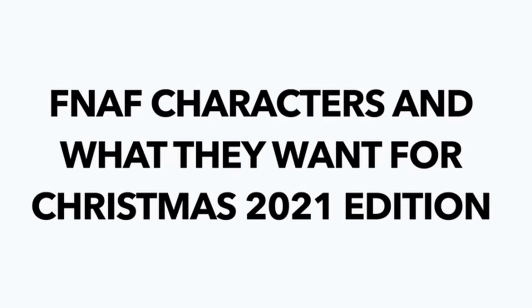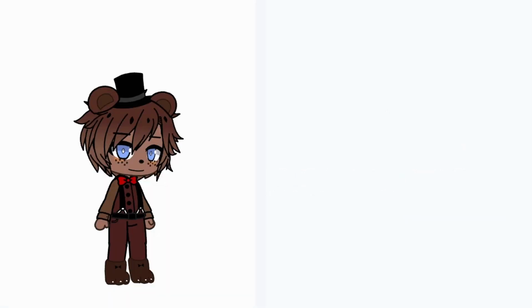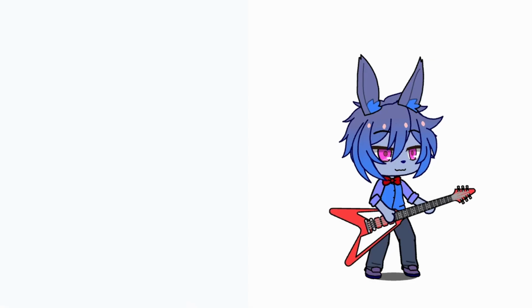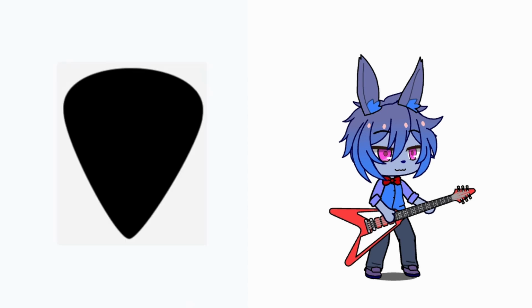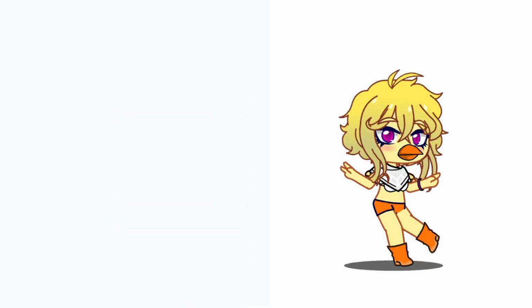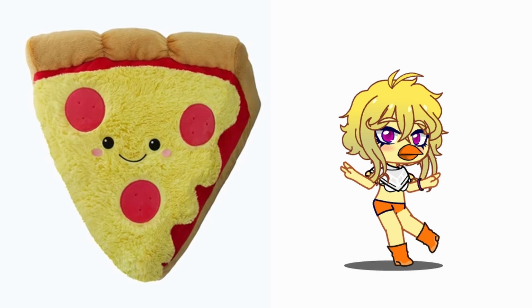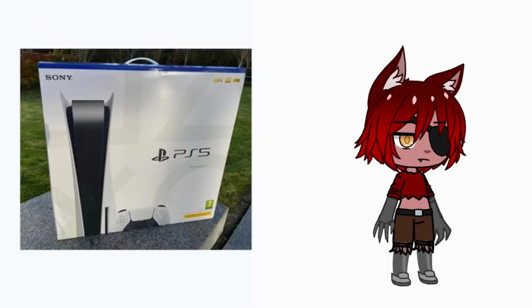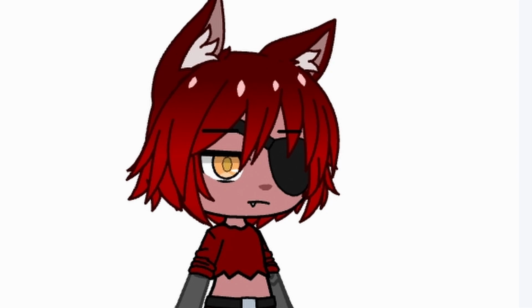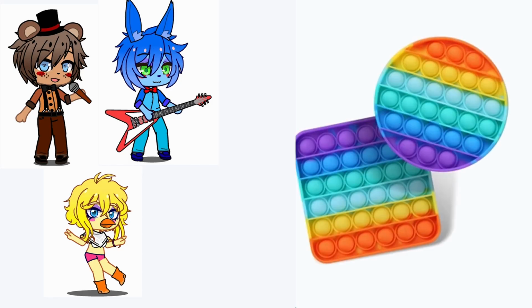Oh yeah. Five Nights at Freddy's Characters and What They Want for Christmas, 2021 edition. Freddy: Drip. Bonnie: A new guitar pick. Chica: A huge pizza plushie. Foxy: A PS5. He didn't get one last year either. Toy animatronics: Puppet toys.